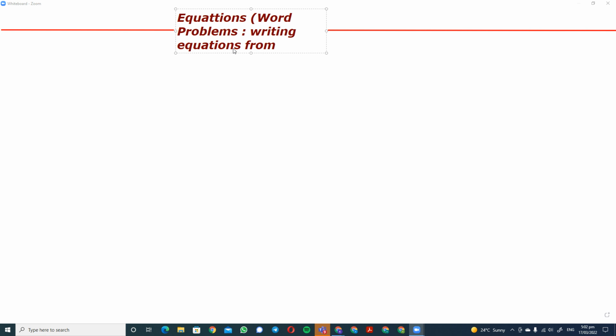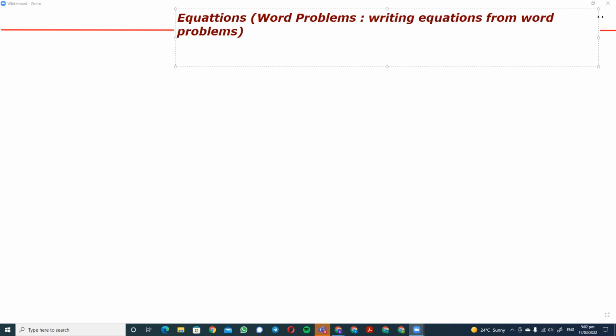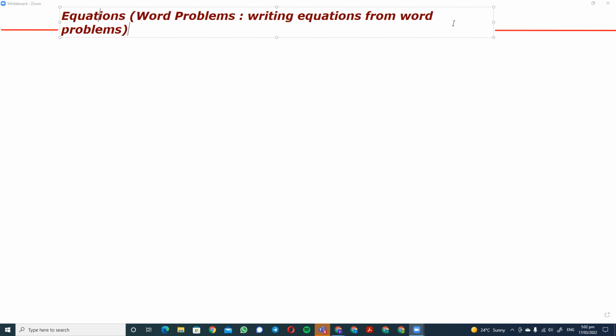From word problems. Just a bit of reading that we're going to do today as well. Okay. All right. Spelled equations wrongly, and that's what we want to focus on today. Equations, word problems in particular.